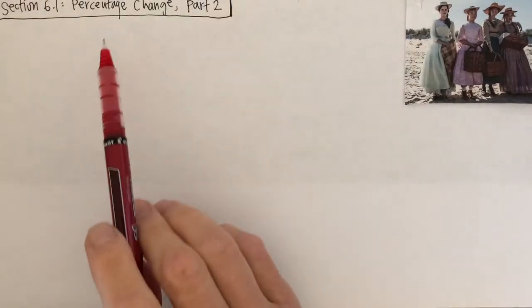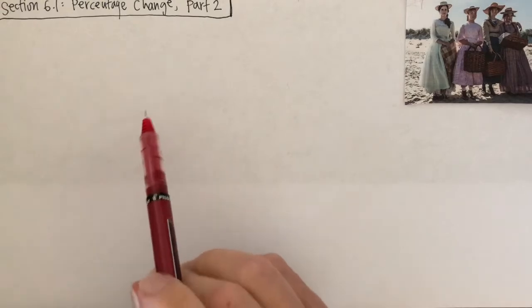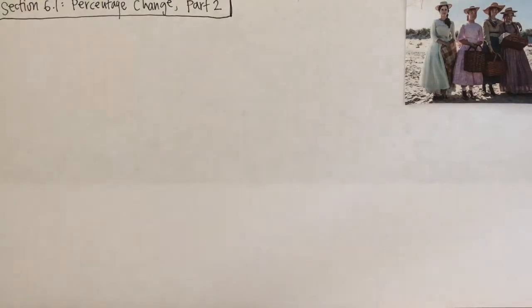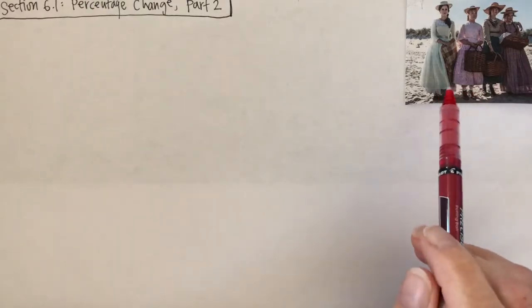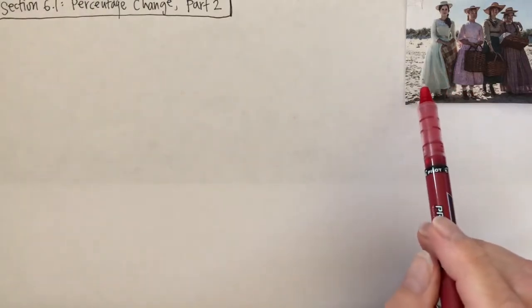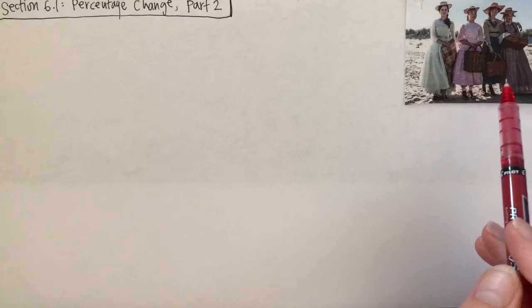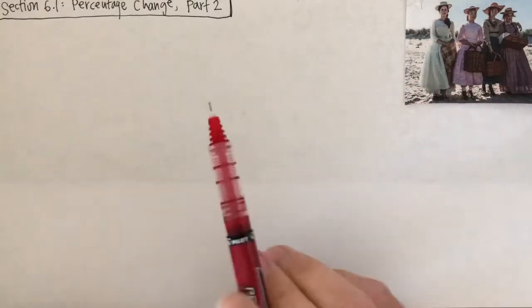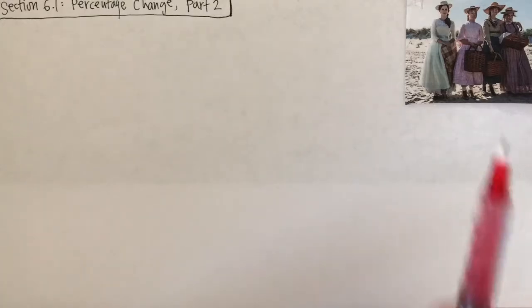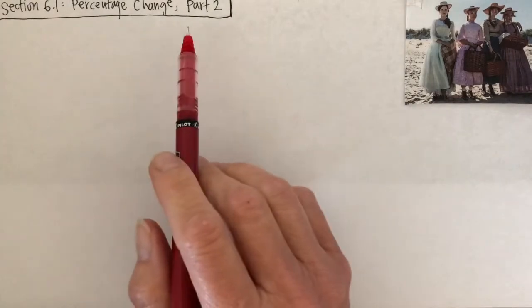All right, we're continuing our discussion on percentage change, which is a part of exponential functions. And we know we're talking about exponential functions because the March sisters from Little Women are still with us. This is when they're at the beach the first time before Beth gets sick. This is their happy day at the beach. Okay, so exponential functions, Little Women, percentage change part 2.